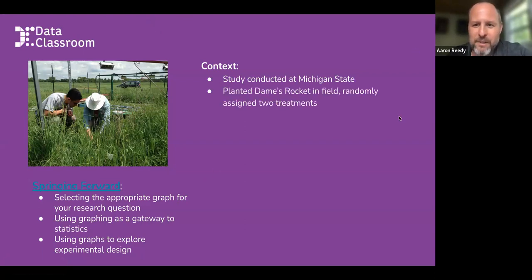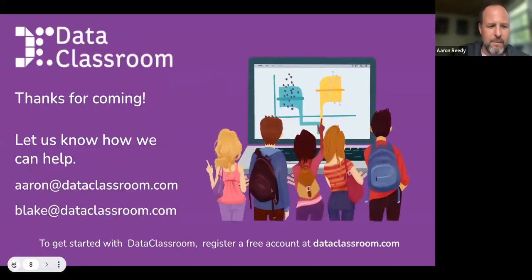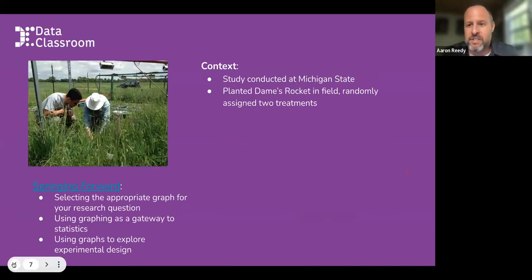What Liz and her co-authors did is they planted a plant called Dame's rocket in a field. Dame's rocket is a relative of the mustard plant. They randomly assigned it to two different treatments. One of those treatments was just ambient temperature, so they planted it out in an experimental field and it experienced ambient temperature. The other one, they elevated the temperature just a couple of degrees, to fit with predictions of climate change at one period of time.